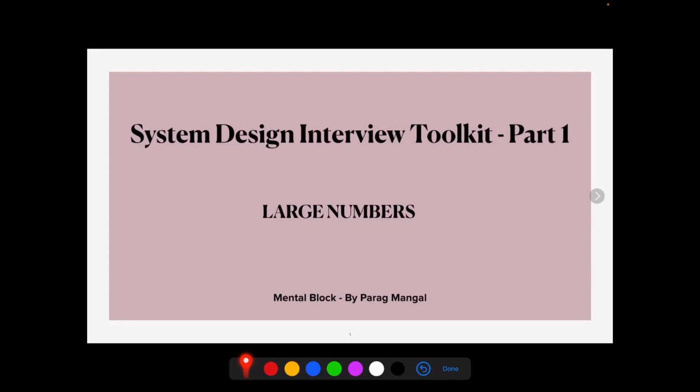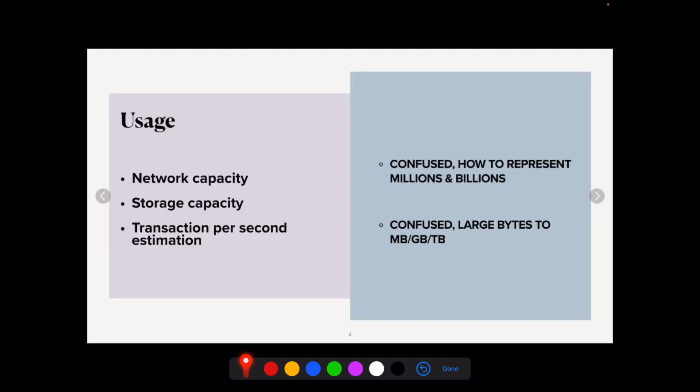Hello friends, in System Design Interview Toolkit Part 1, we are going to understand a pattern for representing large numbers. This tool is very handy while answering interview questions or doing capacity planning in your actual design. We can leverage this tool for doing network, storage, or TPS estimation.